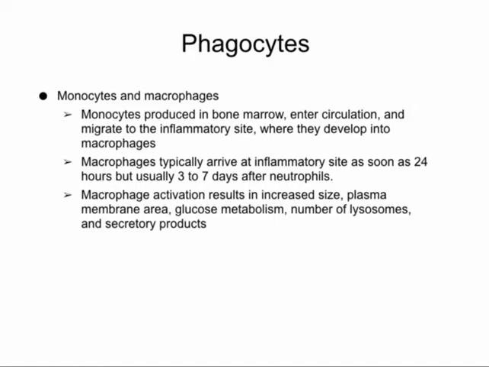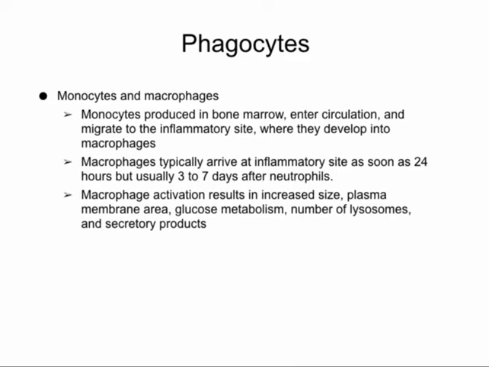So typically, when you hear about phagocytes, there's obviously different ones, and your monocytes basically turn into macrophages. Your monocytes are produced in your bone marrow. They enter circulation and migrate to that inflammatory site where they develop into macrophages. So these are phagocytes, but they typically get to that inflammatory site or area of injury as soon as 24 hours, but it's usually a little bit later than neutrophils.